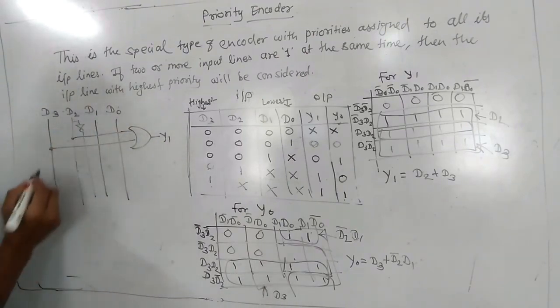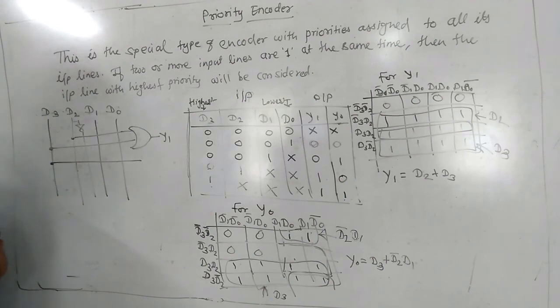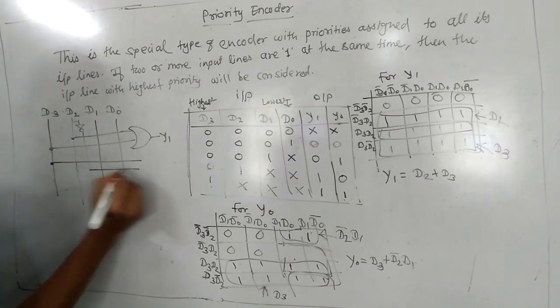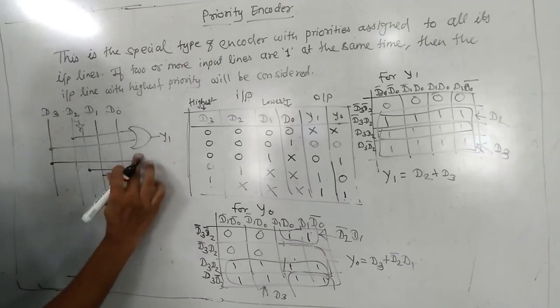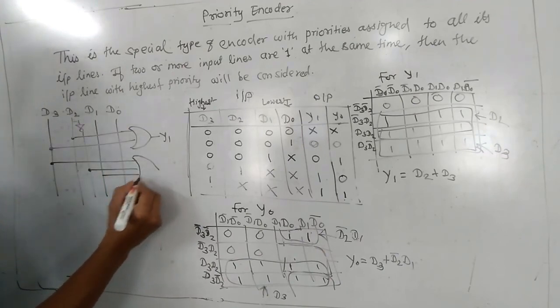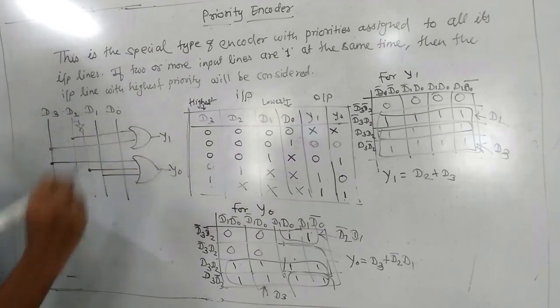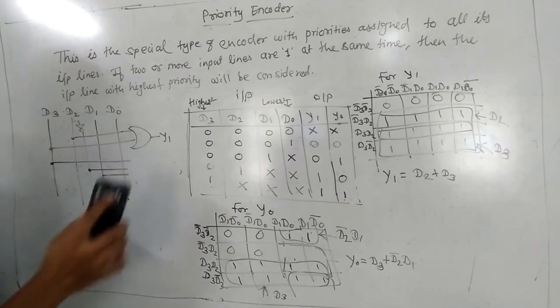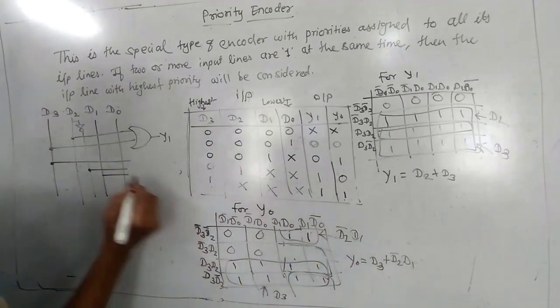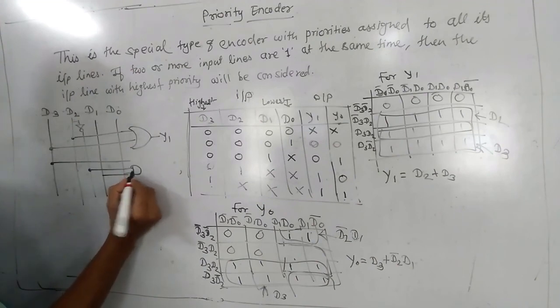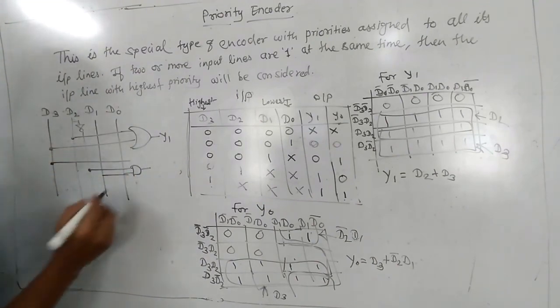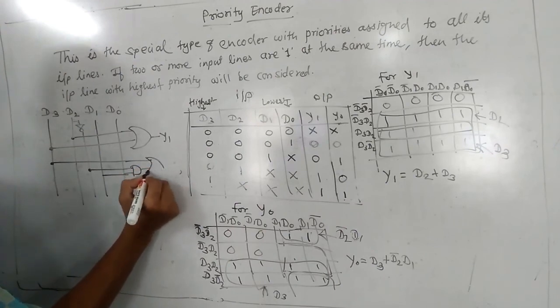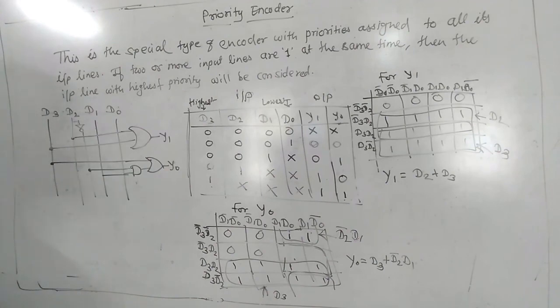For Y0 it is D3 plus D2 bar D1. Here D2 bar D1. So here we get the output Y0. Here is the AND operation between D2 bar and D1, and here is the OR operation between these two terms. So here we get the output Y0. So this is the simplified logic diagram for the priority encoder.